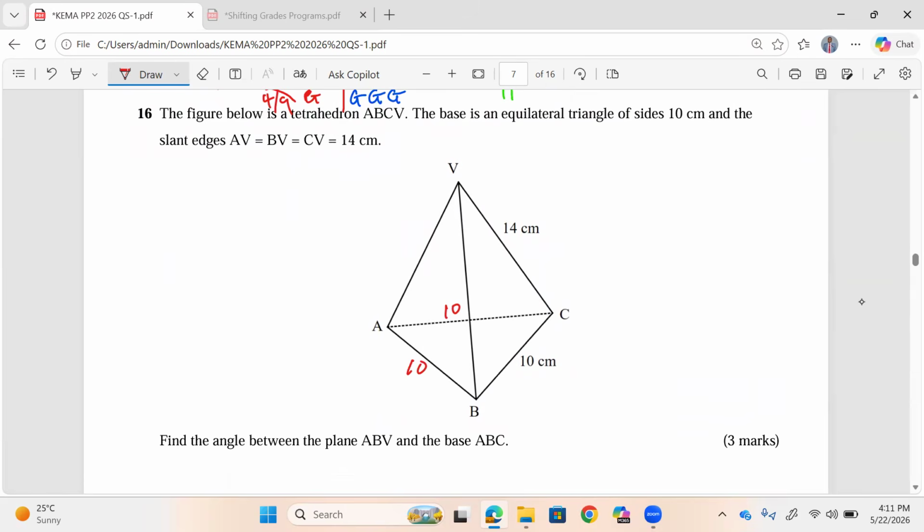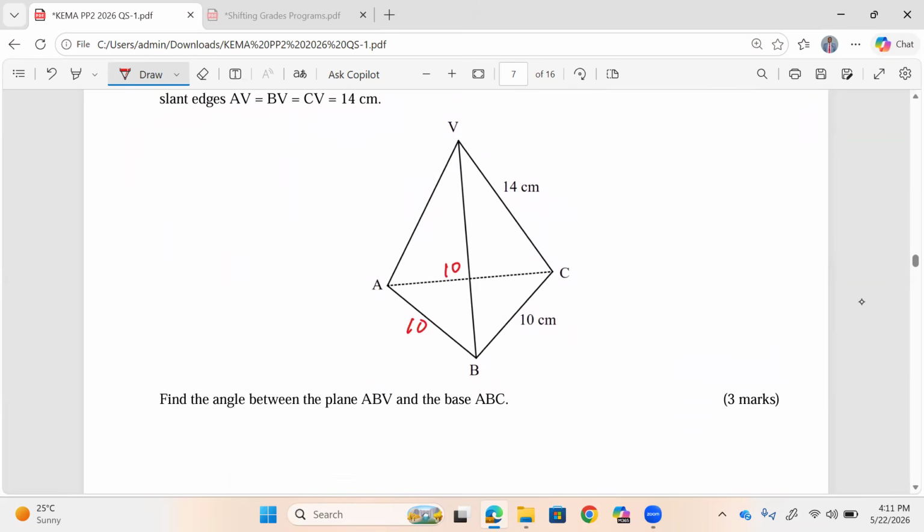We find the angle between the plane ABV, this one, that sloping face, and the base, ABC. So allow me to draw the partitions. We're supposed to have a line passing through that, and also another line from the middle here. Yeah, like that. So what you should know is that now we need this angle.